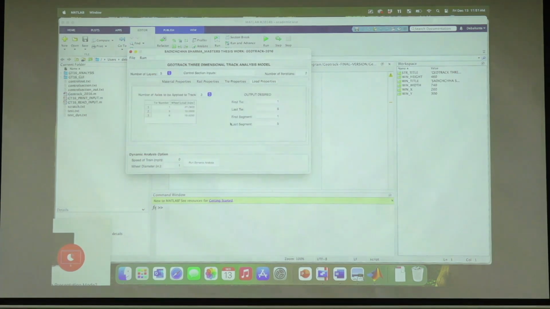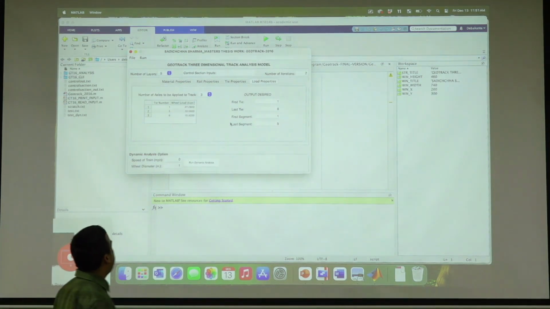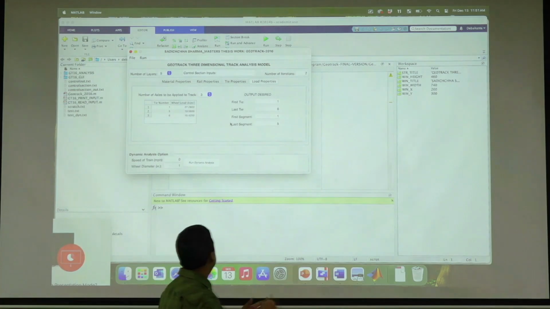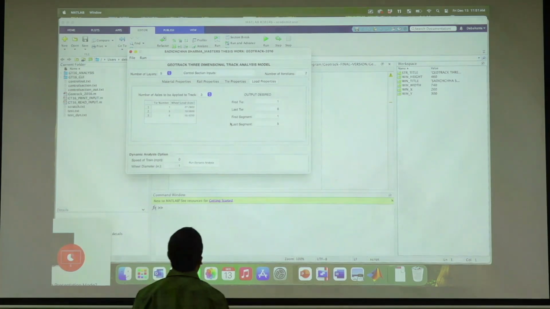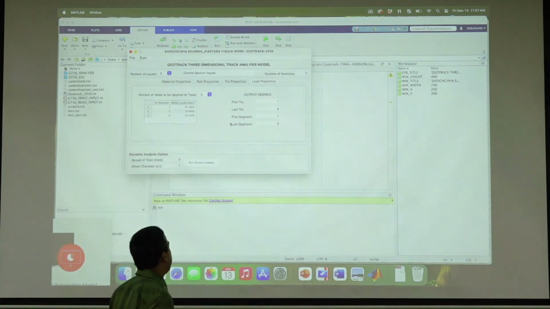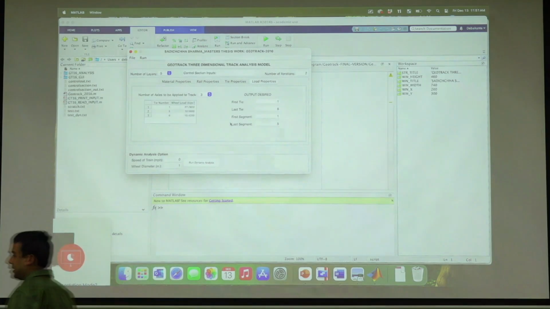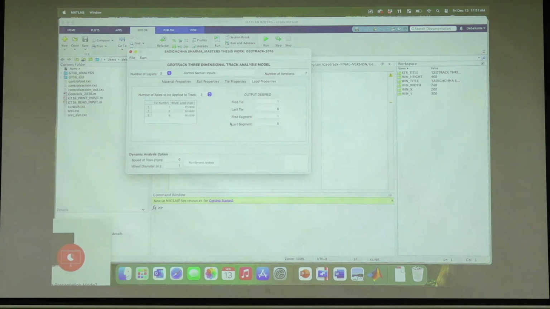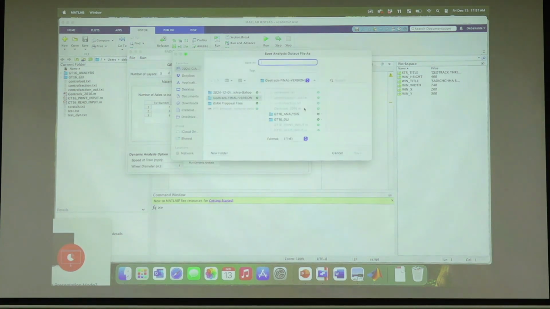And then load, how many axles are you applying? This is 3 axles basically, because that actually usually represents the stretch. Then it says first tie, where it is located, last tie, first segment, last segment. That's basically some parameters in terms of where load should be applied. So then you can actually just do run analysis, and it's just going to go.